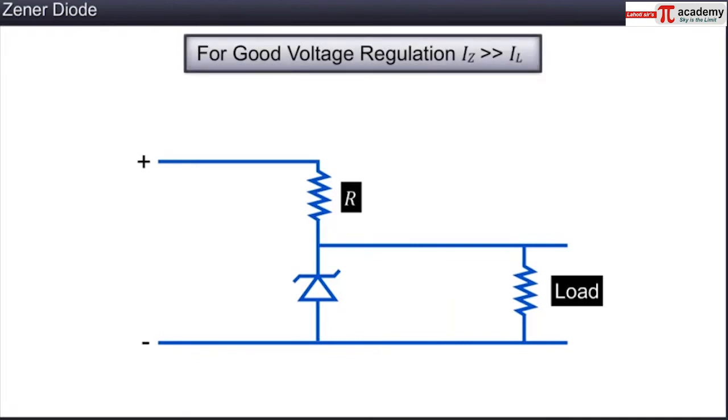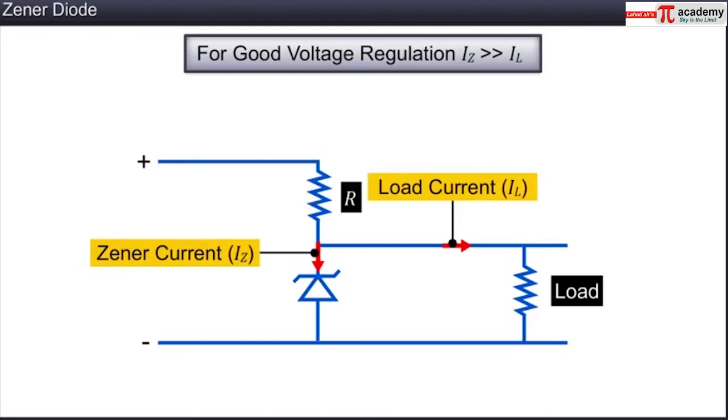In order to provide good voltage regulation, it is essential that the current through the Zener diode is several times higher than the load current. This is done by selecting a suitable series resistance R that ensures Zener current in the circuit is several times higher than the load current.